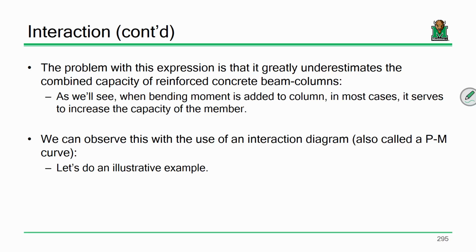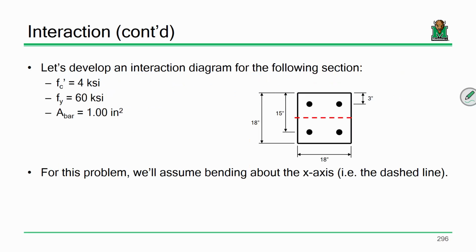And what I'm going to do is show you a different way of developing an interaction relationship, which is also called a PM curve, if you ever hear the term PM curve, because P is for axial load, M for moment. There's a different way of going about it. I'm going to show you how PM curves are derived, using some of the stuff we have been looking at all semester, okay? So let's take a look at this.